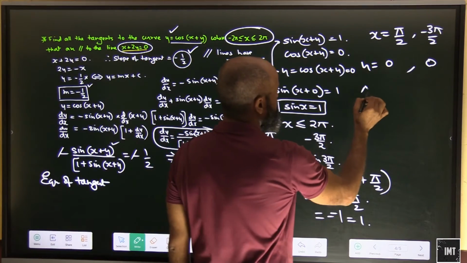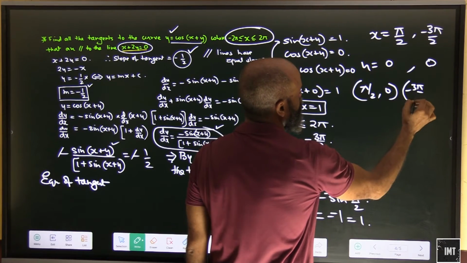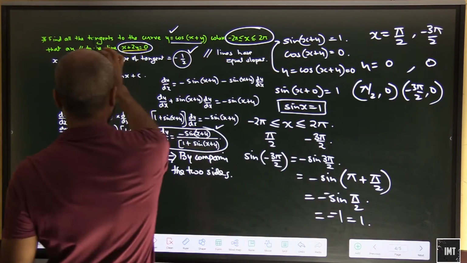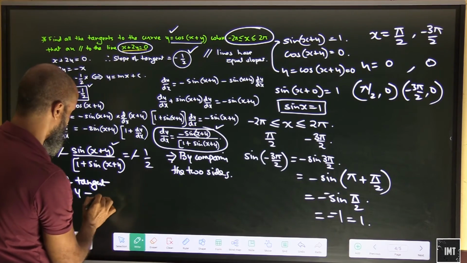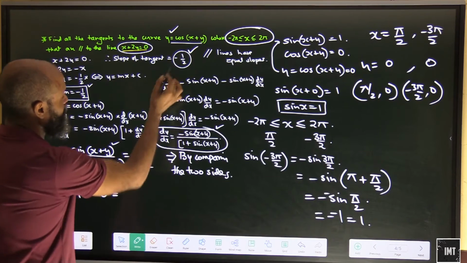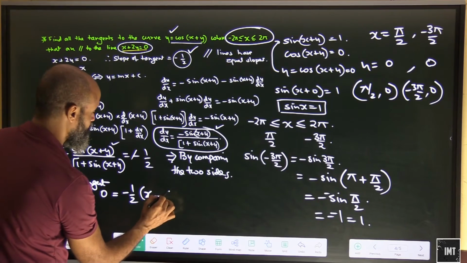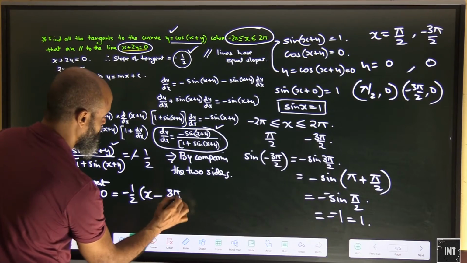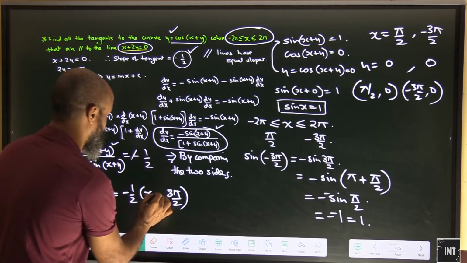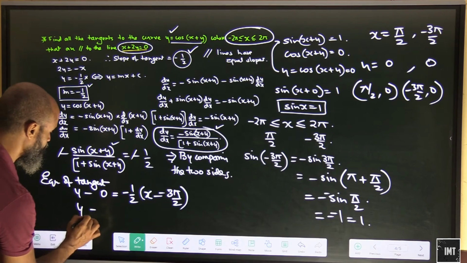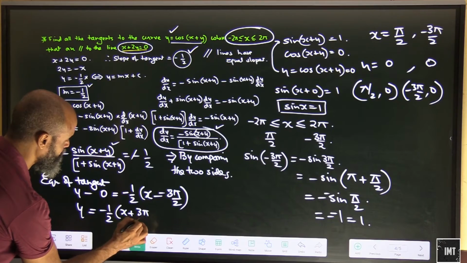Okay, so the points are pi by 2 and 0, and minus 3 pi by 2 and 0. Find all the tangents. Now the equation of the tangent will be what? y minus y1, that is 0, is equal to m, which we know is minus half, into x minus x1, that is 3 pi by 2. y minus y1 is equal to m into x minus x1. So this is going to be y is equal to minus 1 by 2 x plus 3 pi by 2.